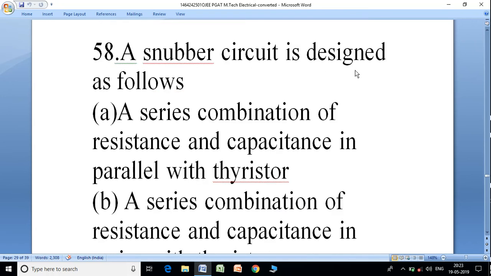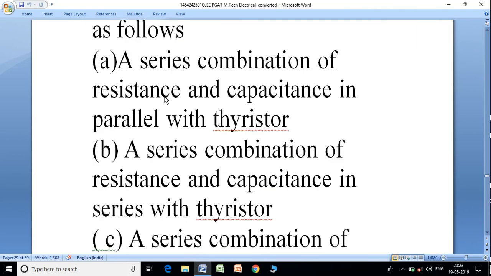A snubber circuit is designed as follows: a series combination of resistance and capacitance in parallel with the thyristor. So A is the correct answer. It is a series combination of resistance and capacitance which is connected in parallel of the thyristor.